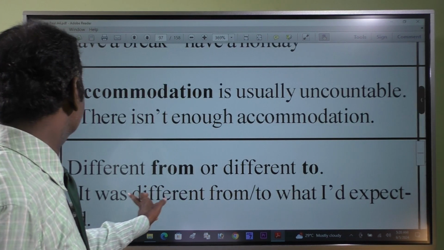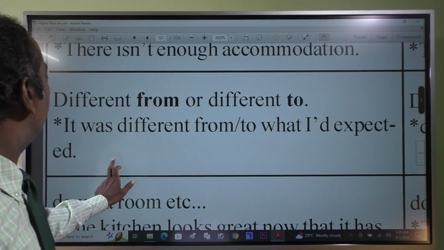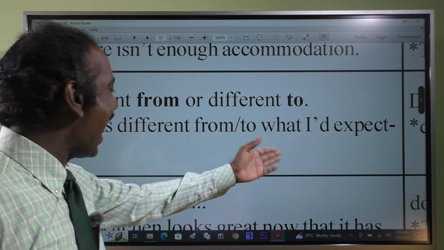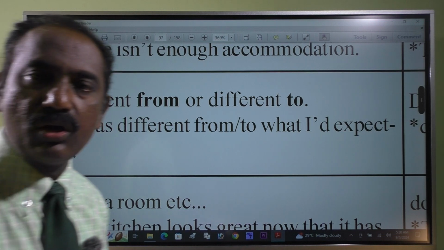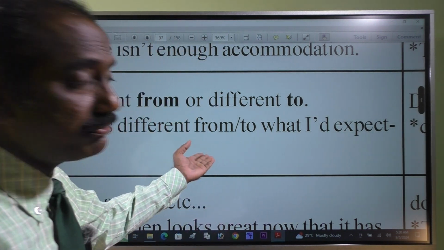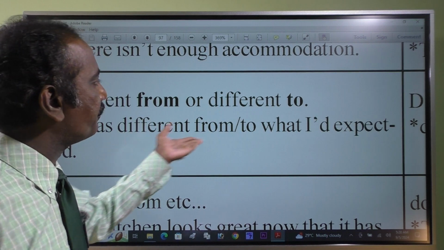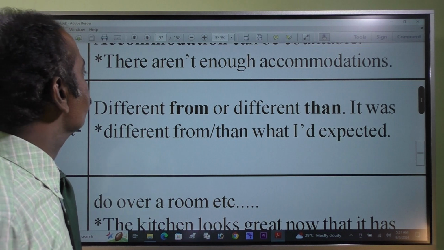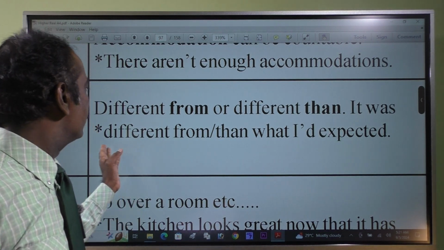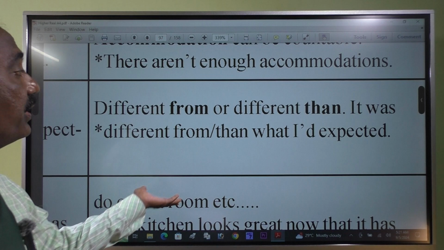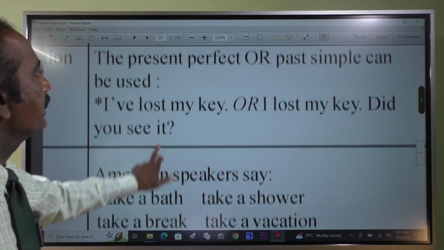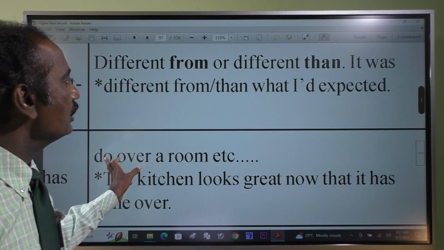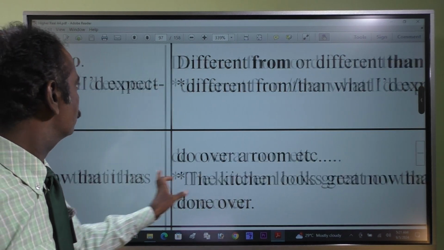In the same way, it was different from what I had expected. Different from, or different to, is also used by British people: it is different to what I had expected. But USA people say different from, or different than: it is different than what I had expected. They do not use different to. Okay, that is the matter here.